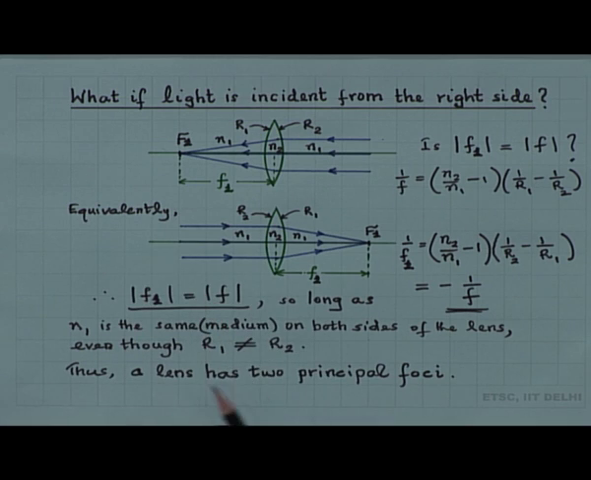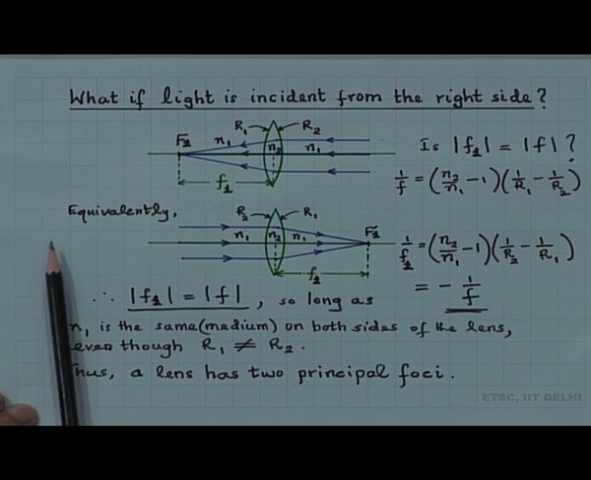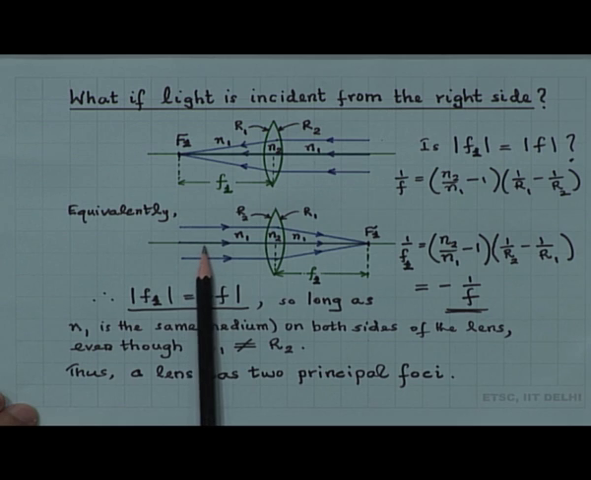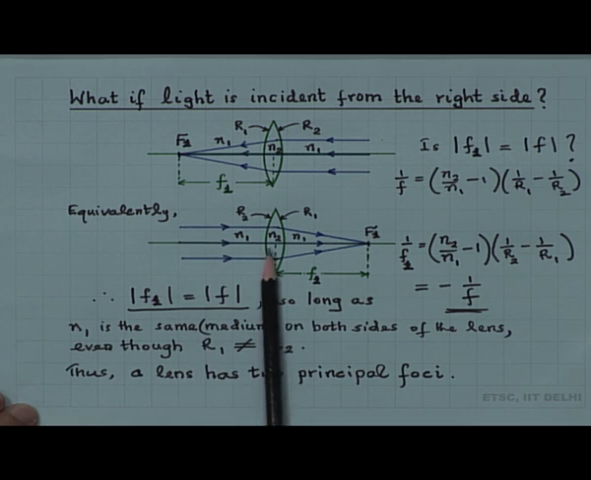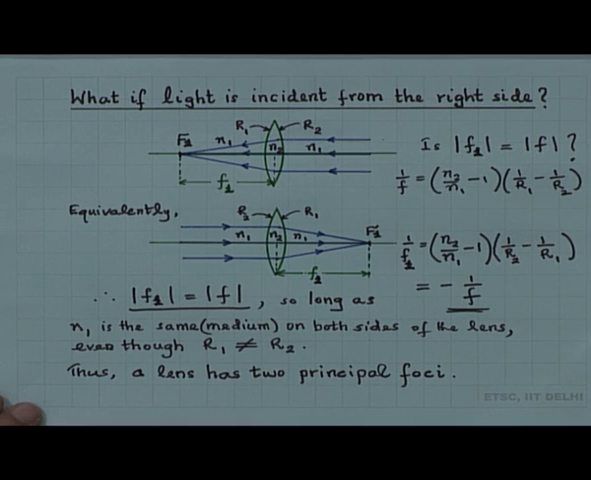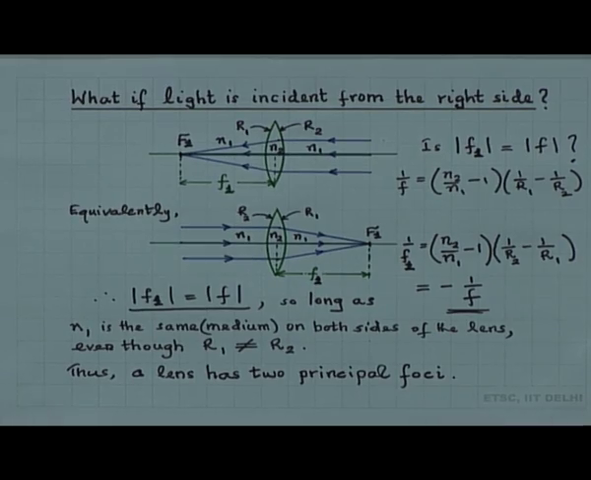But anyhow, for this case we have shown, because all the while we will consider light incident from here, it will have a focal length f1 to this side and a focal length f2 to that side, and f2 is positive and f1 is negative. Thus, a lens has two principal foci.